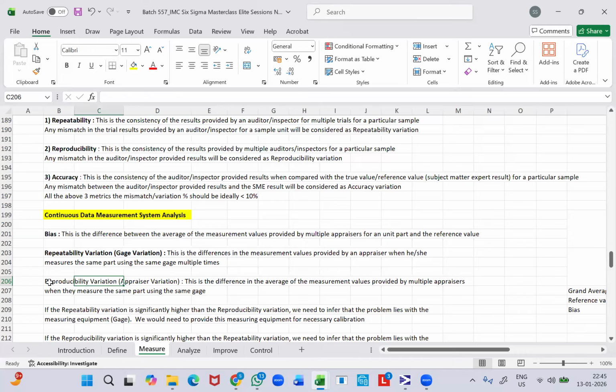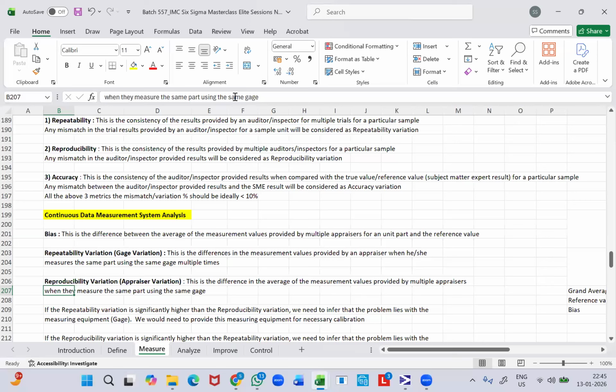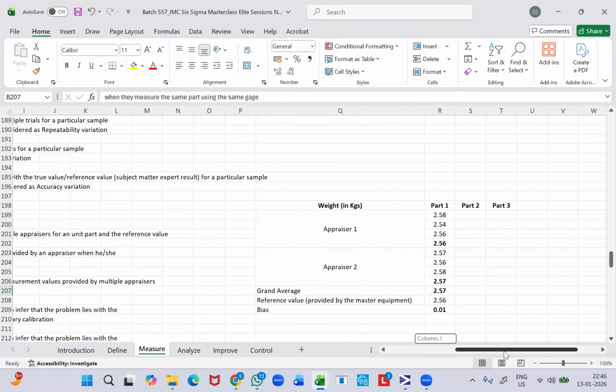Then what is reproducibility variation? This is also referred to as the appraiser variation. This reproducibility variation is nothing but the differences in the average of the measurement values provided by multiple appraisers when they measure the same part using the same gauge. So that is why we calculate the average of the measurement values provided by an appraiser, right? This average measure is calculated in order to obtain the reproducibility variation.